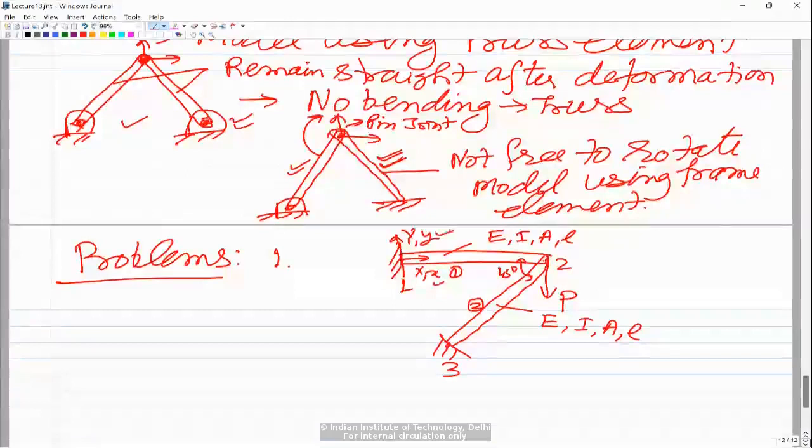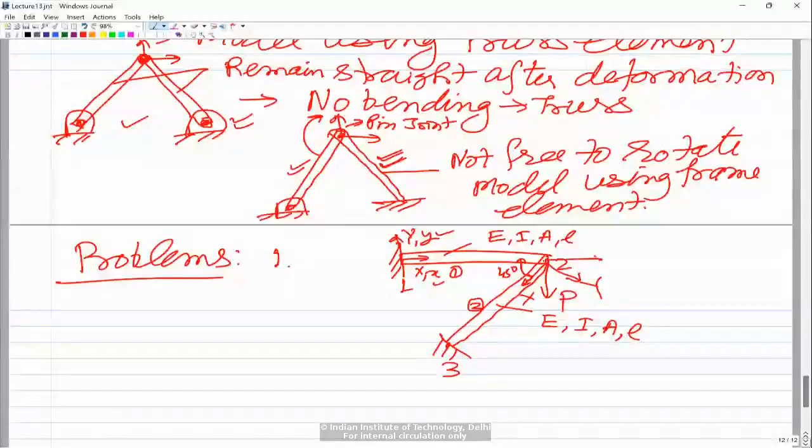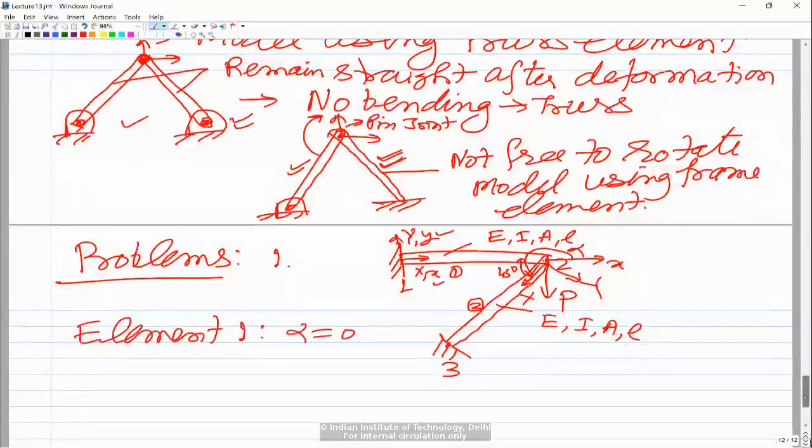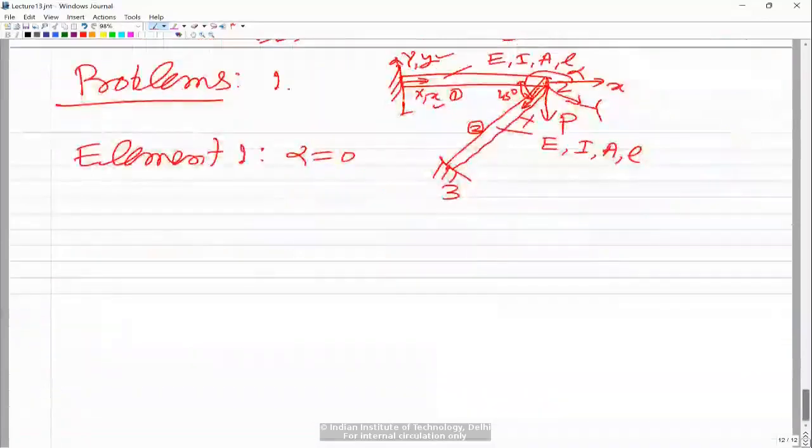Now for the second element, this will be your local x axis, this will be local y axis, and this of course is the global x axis. So for element number 2, this will be angle alpha. So if you look at this problem, when you are solving this, you need to do the transformation. For element 1, alpha is 0. So the stiffness without transformation is going to be the same.